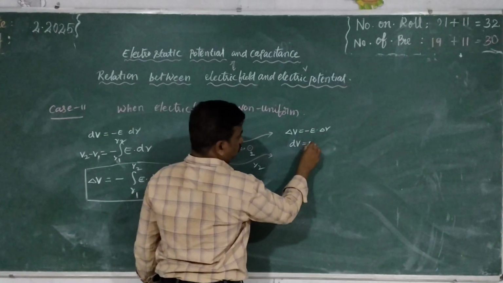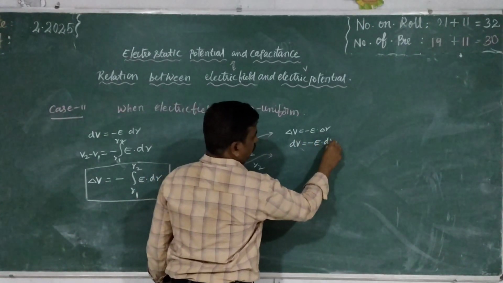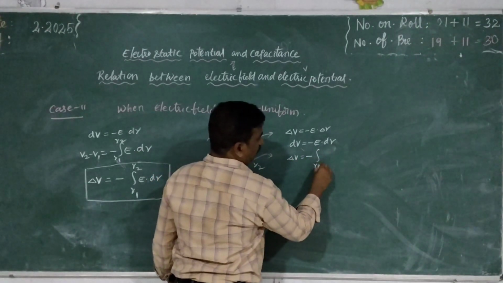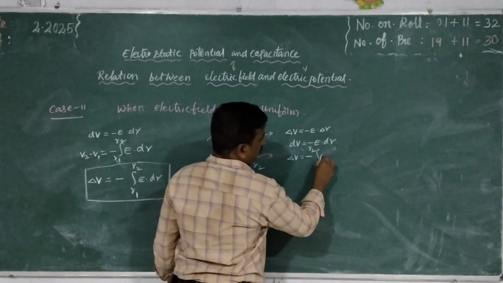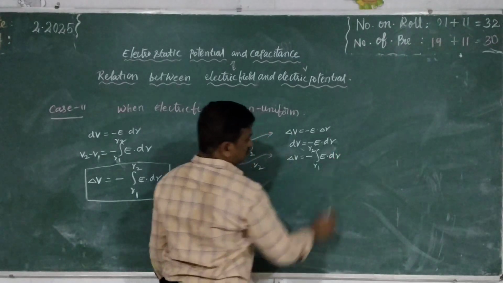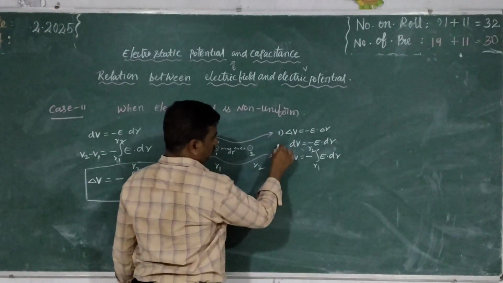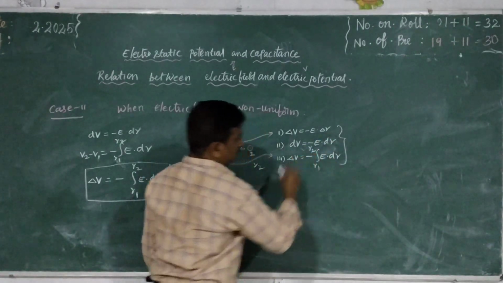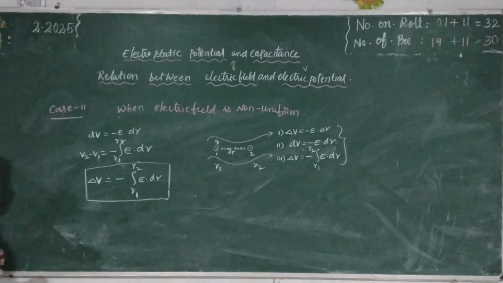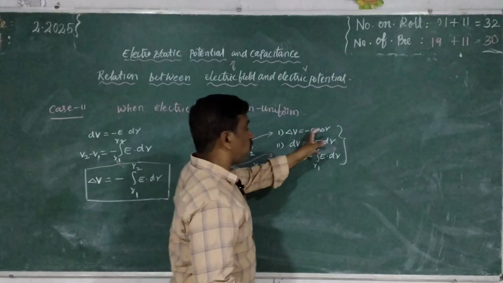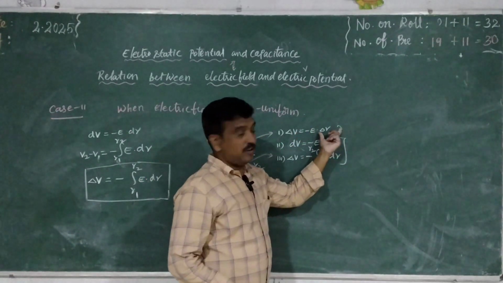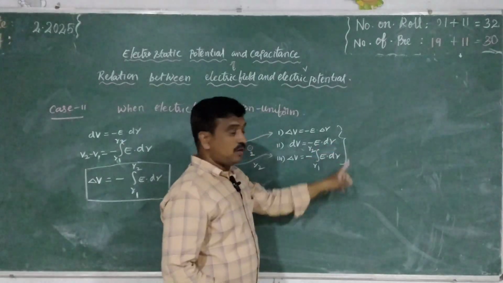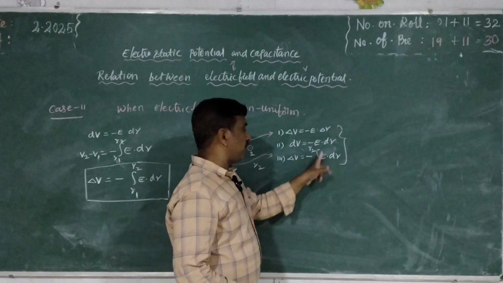dV equal to minus E dot dr, we can write, and delta V equal to minus of integral R1 to R2 E dot dr. This is another relation. See, first one, second one, third one. These three relations are important. See, first one is what? Delta V equal to minus of E dot delta R. It is in uniform electric field. These two are non-uniform electric field: dV equal to minus of E dot dr, or delta V equal to minus of integral R1 to R2 E dot dr.